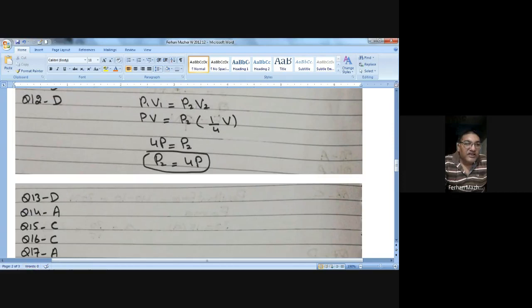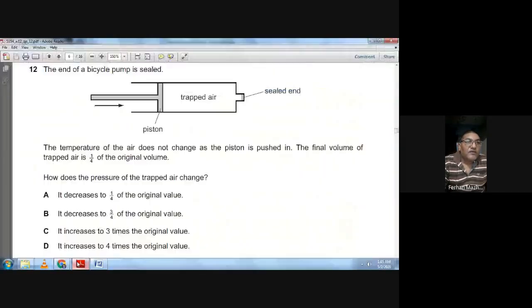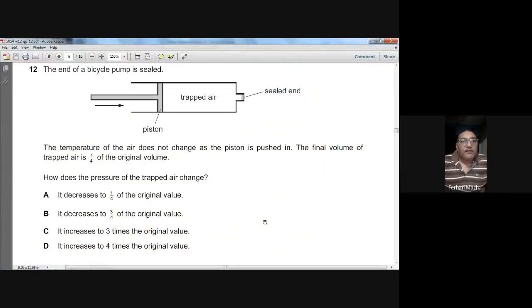So the option is D. For question number 12, the option is D. It increases to 4 times the original value of the pressure. I hope you have understood this question.